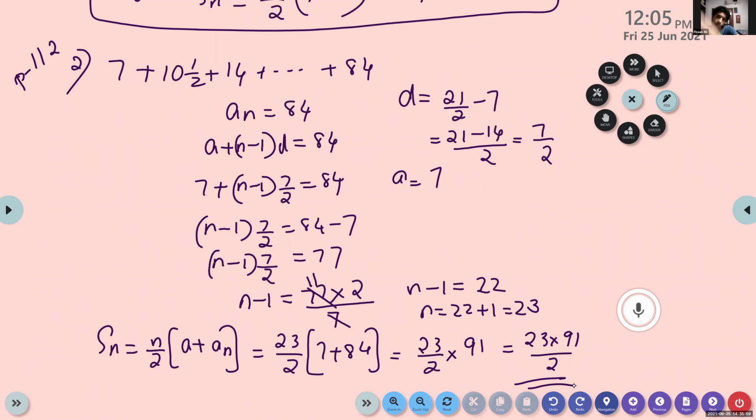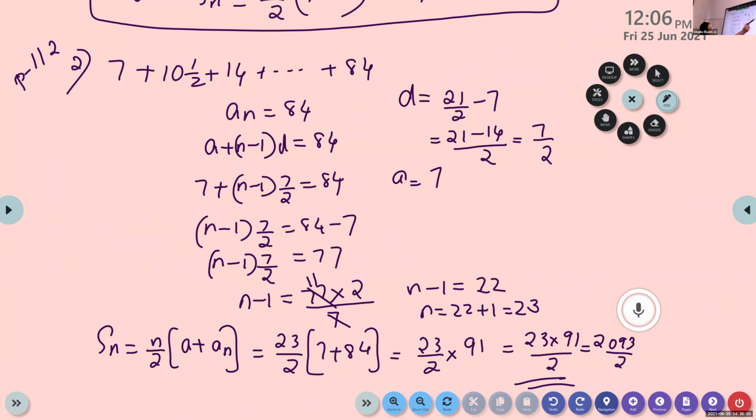How much is it? 23 into 91 by 2. It is 2093. 2093 by 2.